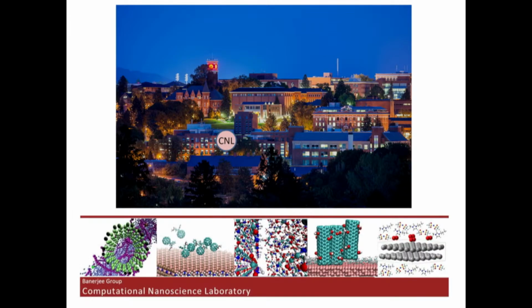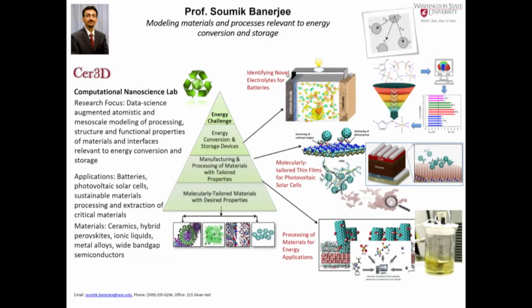Photo of our pretty campus here, WSU. This is our campus in Pullman, Washington. And here is where my research lab, the computational nanoscience lab, is located in a building called Sloan Hall. And so the question is, what do we do at the computational nanoscience lab?